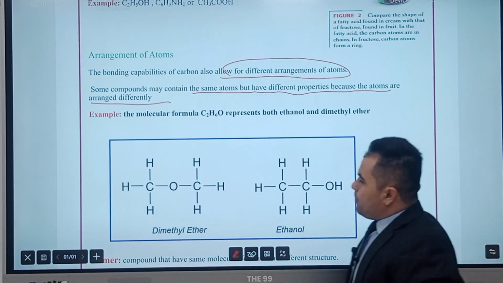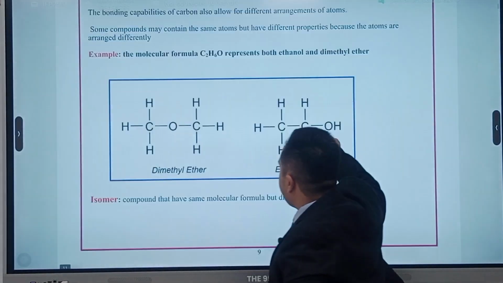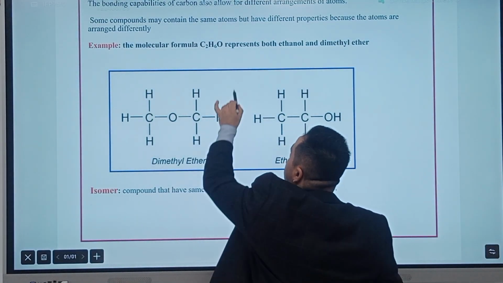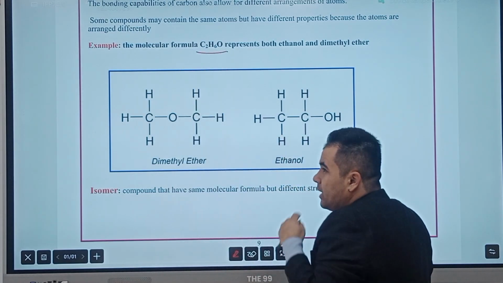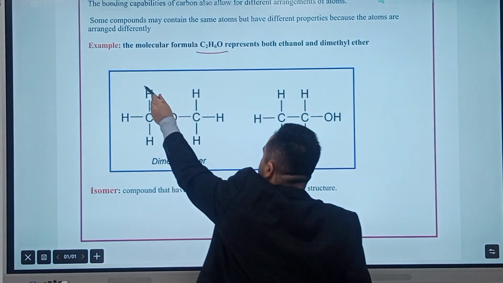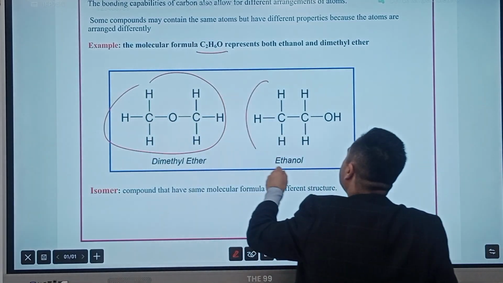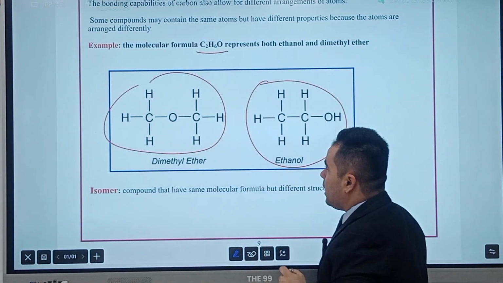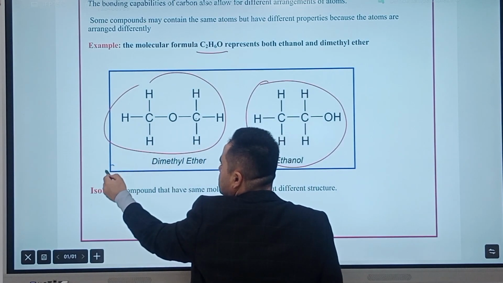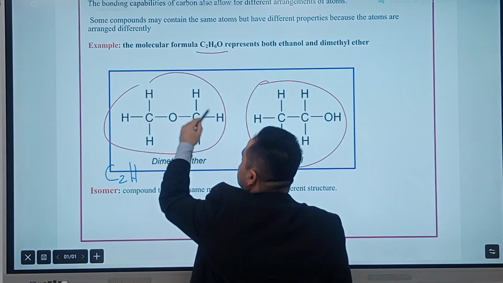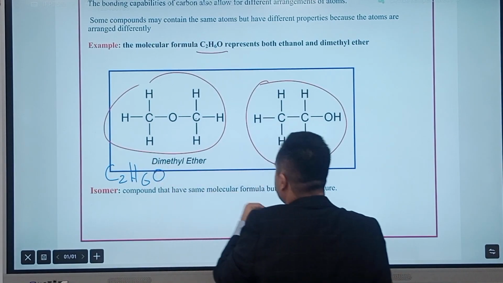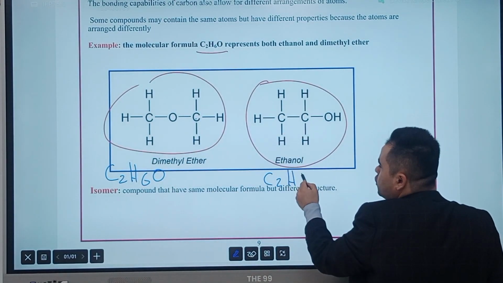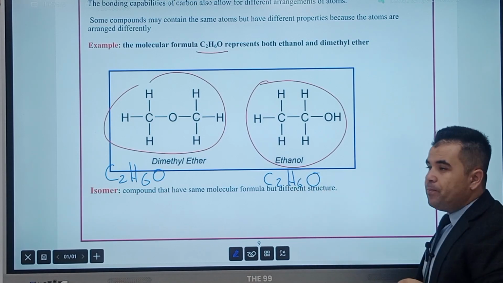For example, guys, a simple example, the molecular formula C2H6O can be shown in this structure and the other structure as well. As you can notice, how many carbons do we have here? C2. And hydrogens are 6 and 1 oxygen. Here the same, 2 carbon, 6 hydrogens and 1 oxygen.